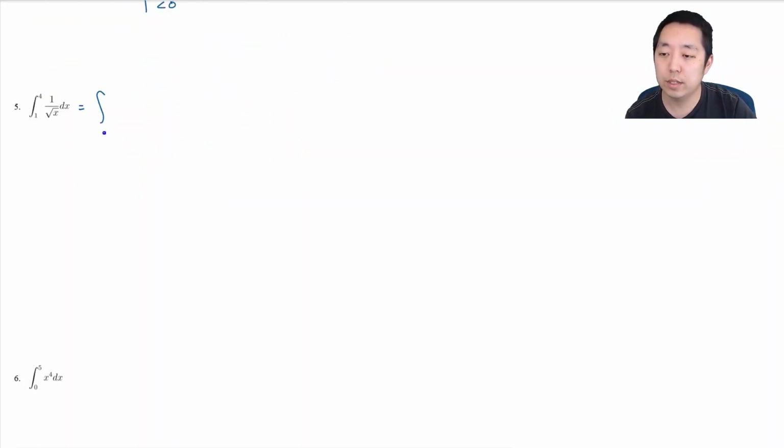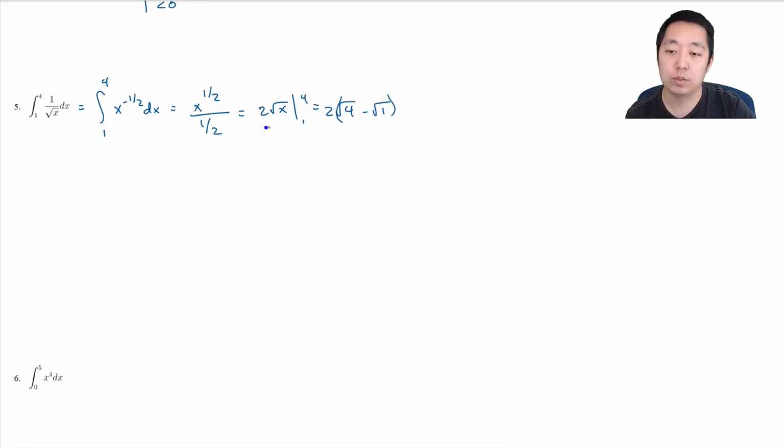So to do the antiderivative of this one, I'm going to use my power rule, but I want to write this as x to the -1/2 so I can apply the power rule correctly. So I'm going to add 1, so it's going to be x to the 1/2 divided by the new exponent. And so that's equal to 2 root x evaluated from 1 to 4. That's 2 times the square root of 4 minus the square root of 1. I treat the 2 separately. So this is 2 minus 1. That's 1, so it's equal to 2.